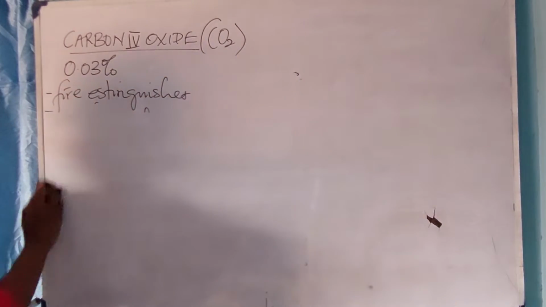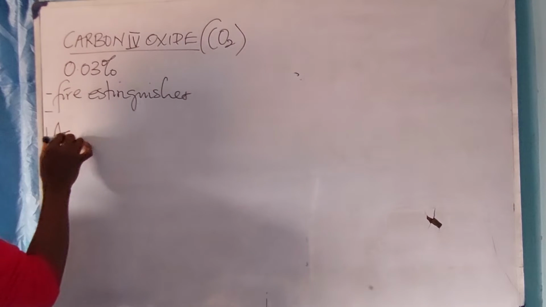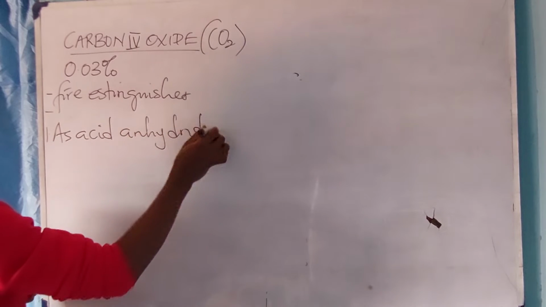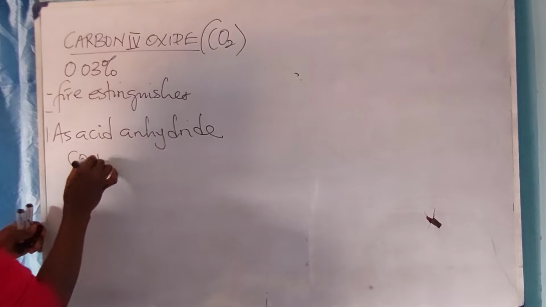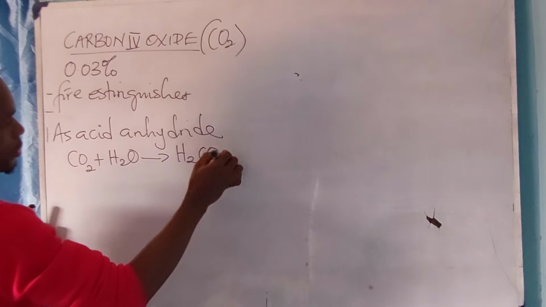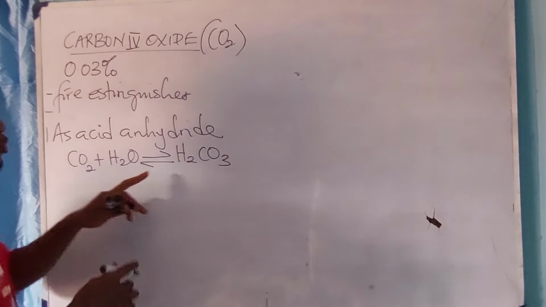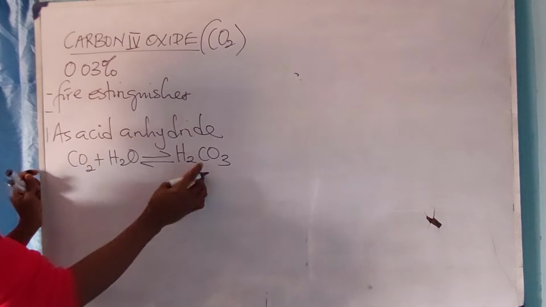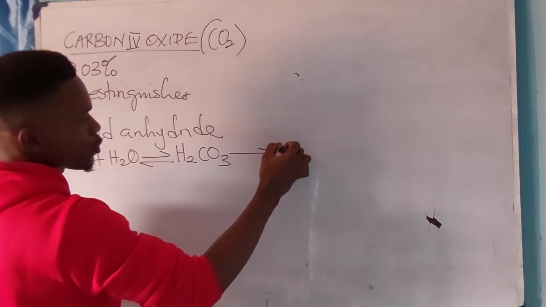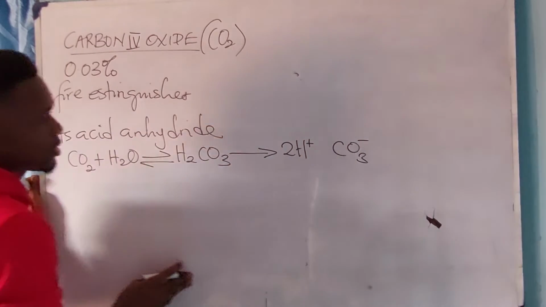Then another one, the chemical properties of carbon 4 oxide. It can act as both an acid and a base. It reacts with water to produce H2CO3. This reaction is reversible. It produces an acidic solution. This acid can dissociate to produce 2H+ and CO3 2-.